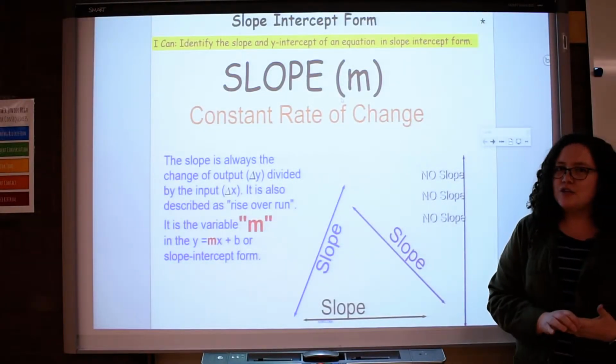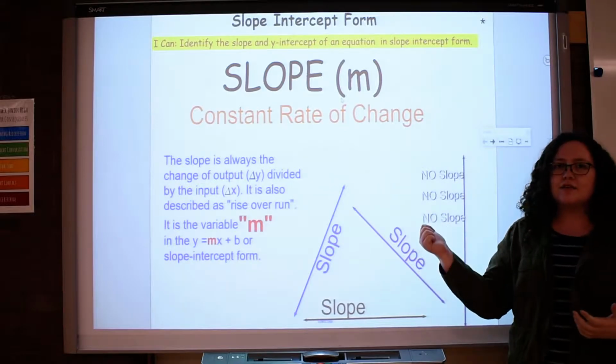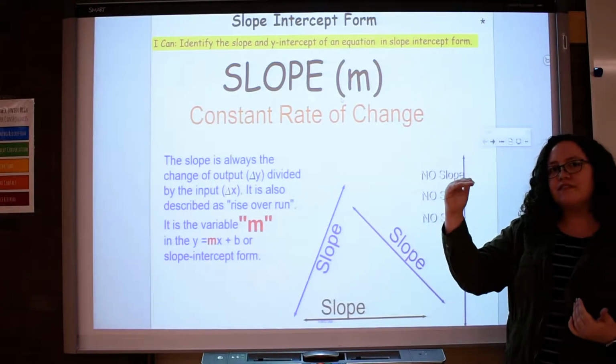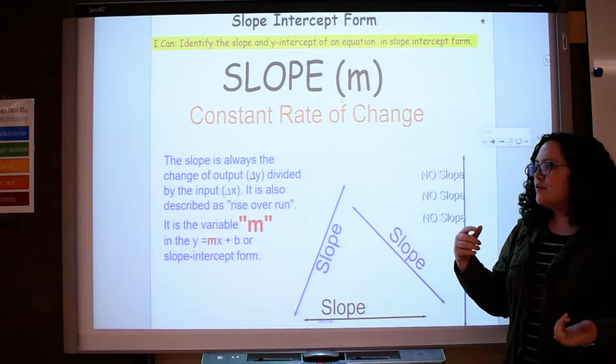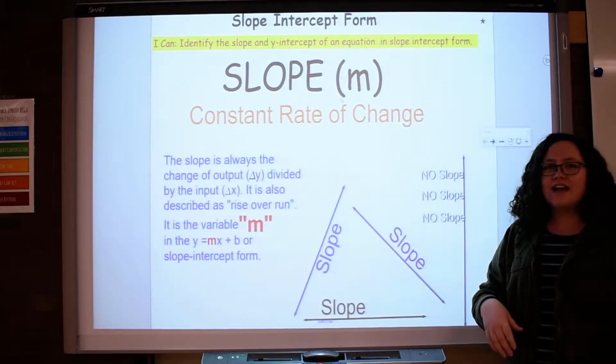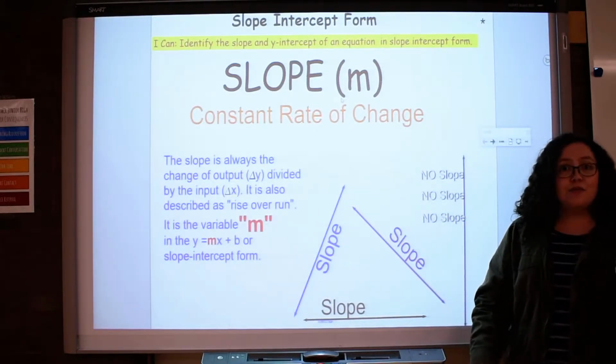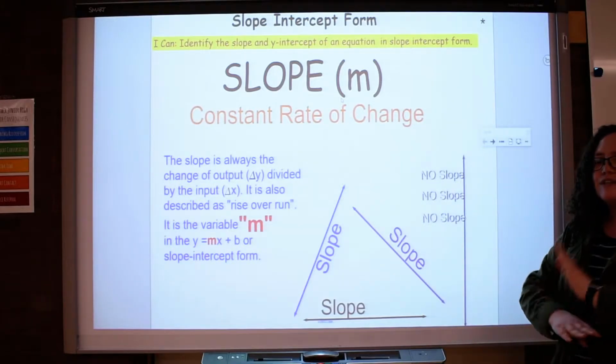Quick, this is not something super new yet. We've got the slope is the constant rate of change. If you remember, it's that change of y divided by the change of x, the rise over run, the delta y, delta x, all that jazz. Same thing. If you remember even positive, negative, no slope, zero, easy.